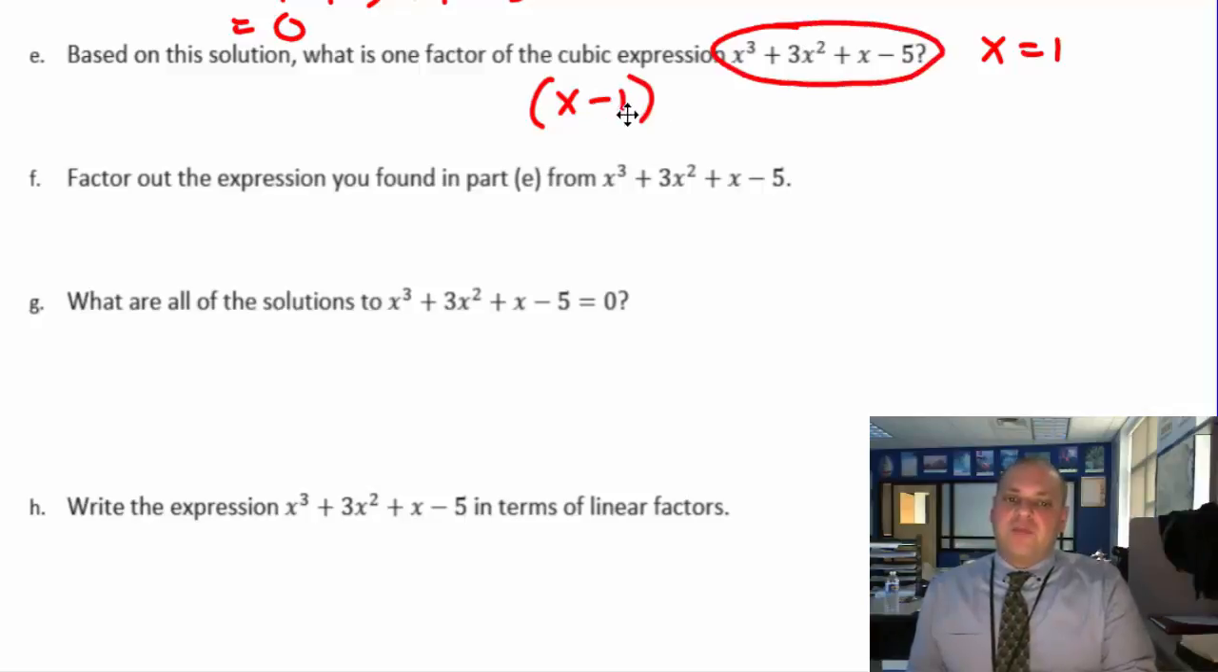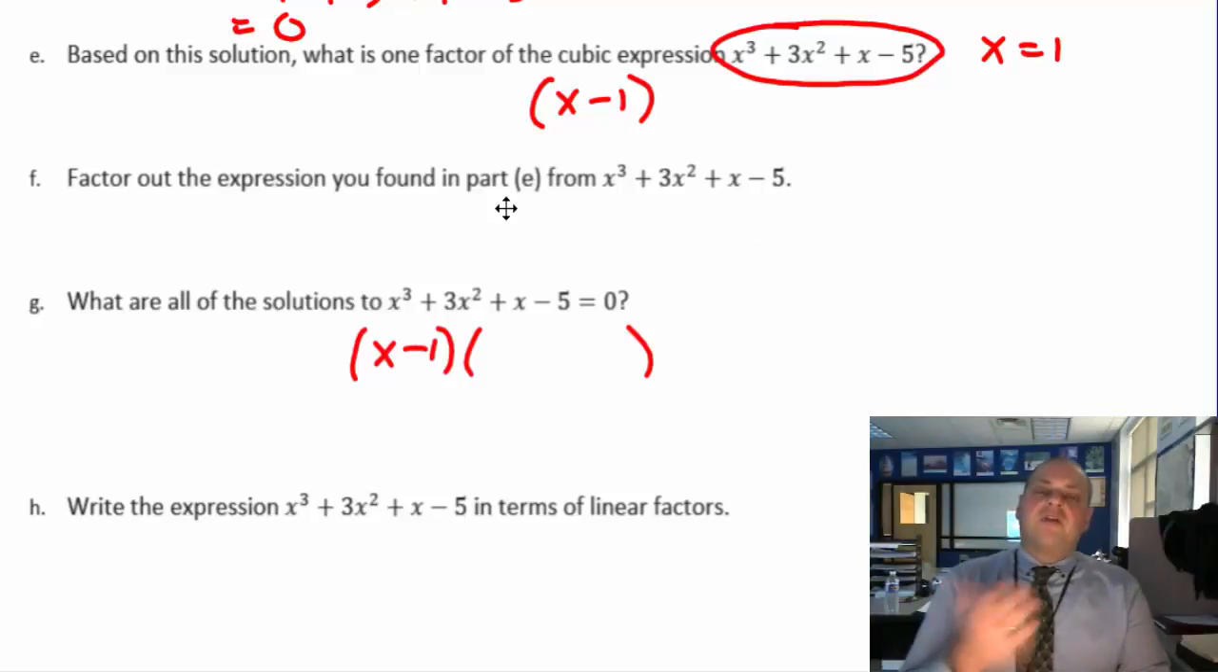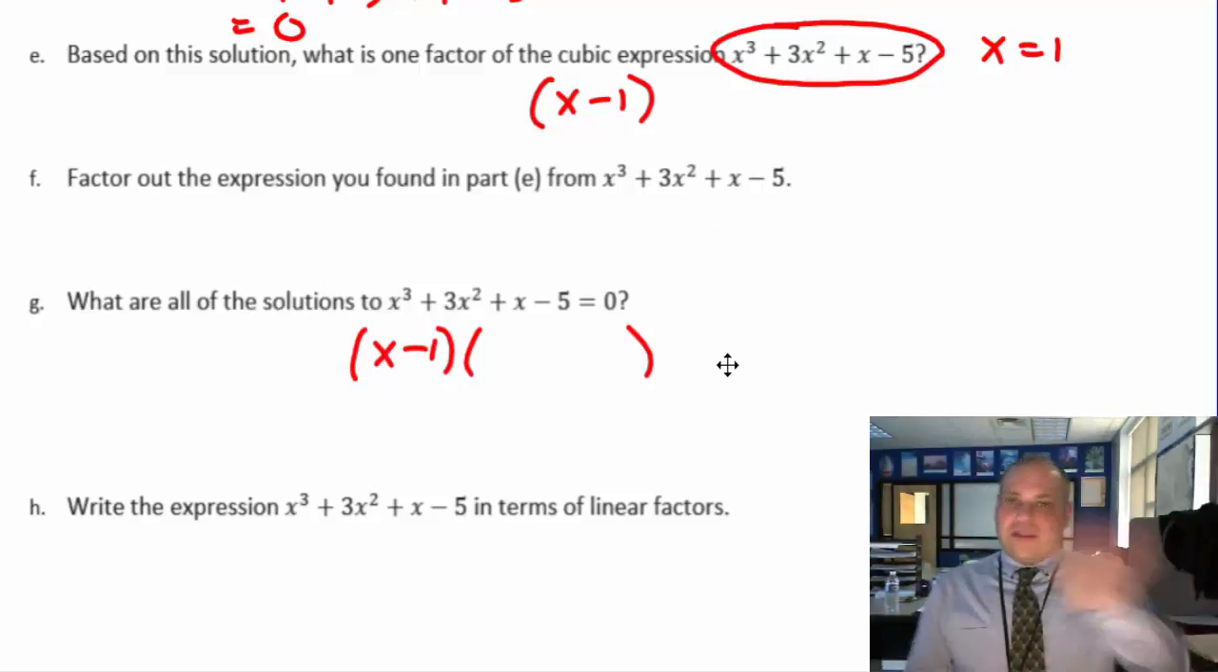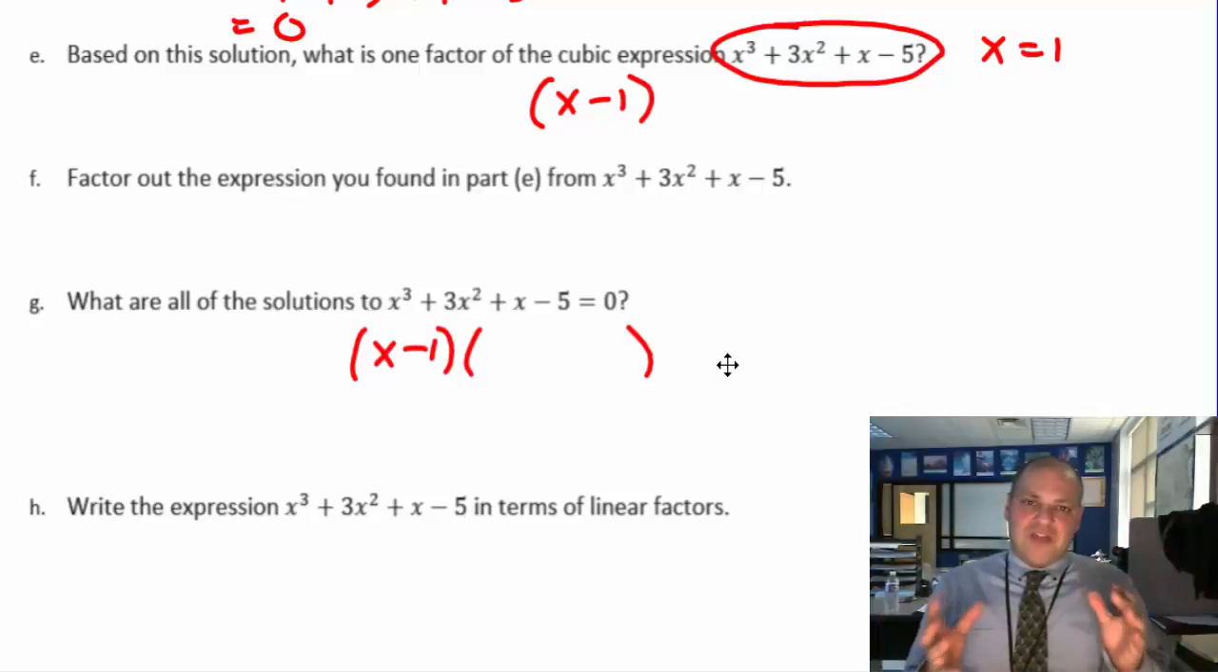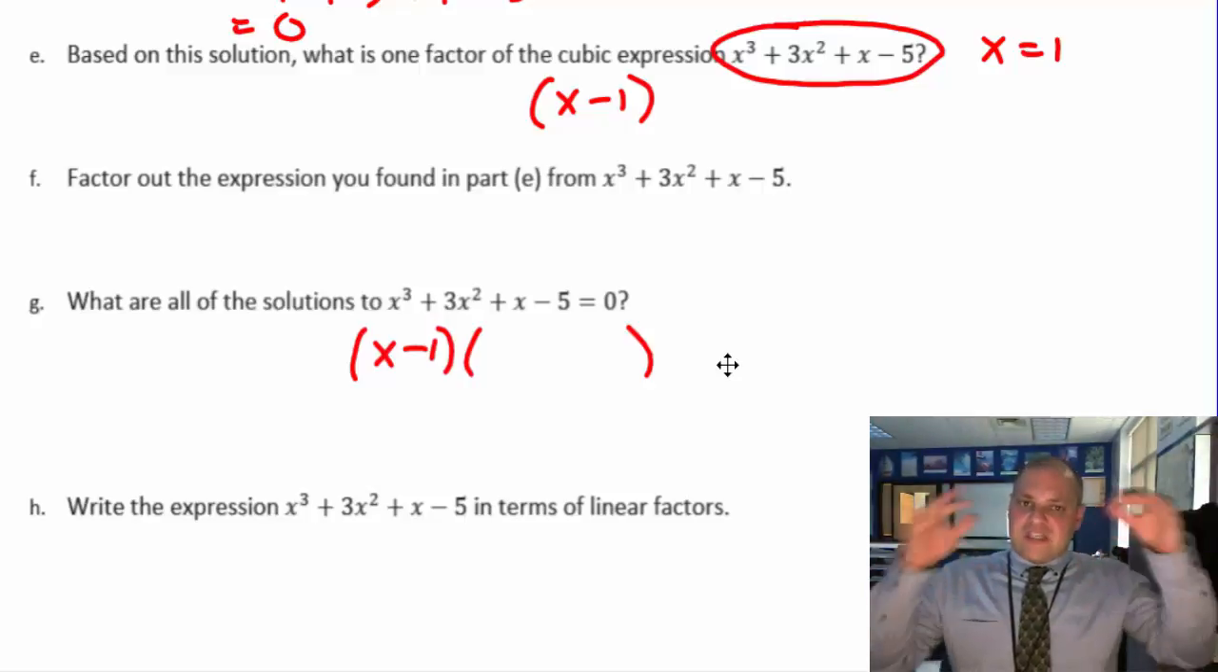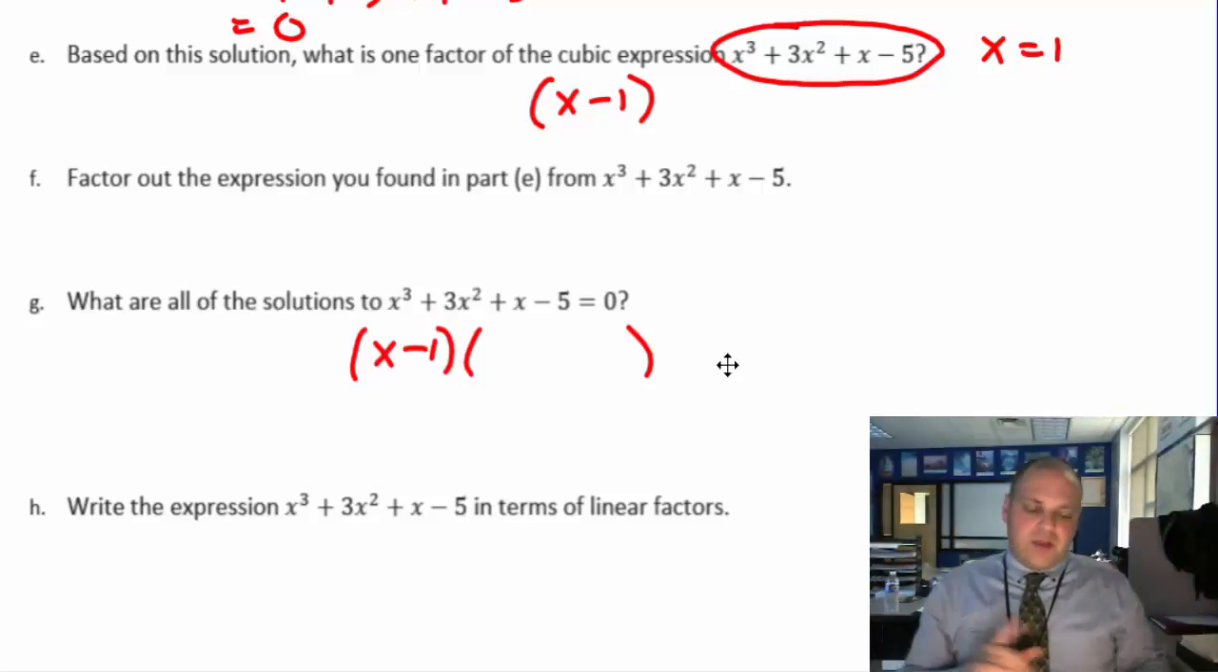If we know that x minus 1 is a factor, we could find solutions. Right here we're going to find solutions. So we're going to say x minus 1 times what? What's left over? Factor out the expression you found in that. So this is how you're going to factor it out. Remember, I said we're putting a bunch of different stuff together in this lesson. Remember we did synthetic division? We kind of did this earlier in the year, even this part. Synthetic division takes us from that third degree down to our second degree polynomial.